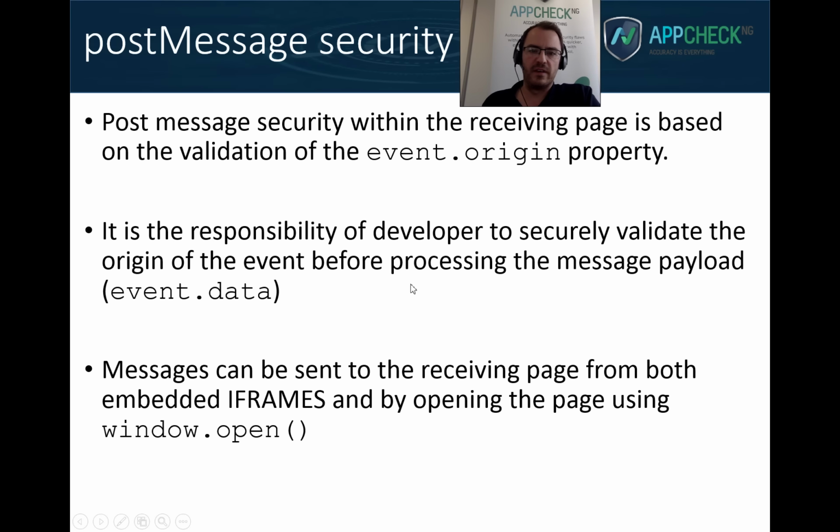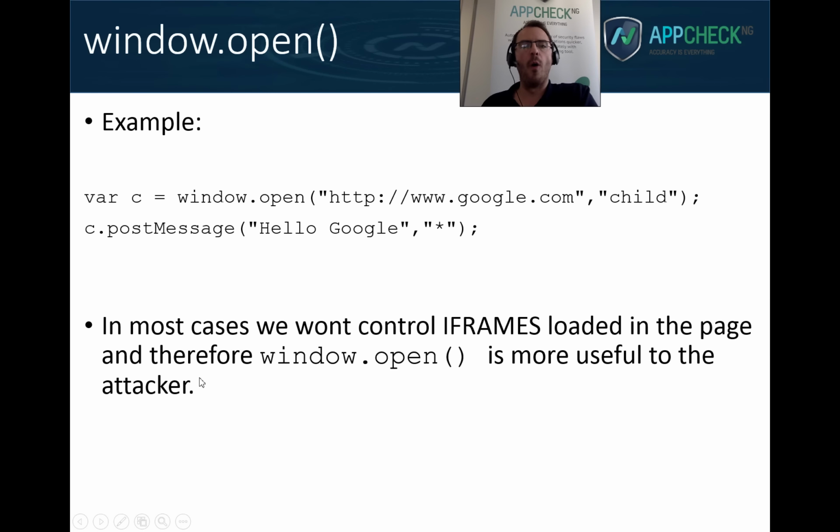When we look to attack message listeners, if we find a message listener that doesn't correctly validate the origin, we're not usually going to be part of the embedded iframe. We're not usually, as the attacker, going to be able to control the contents of that iframe. So in our case, most of the time we're going to be using window.open to open up that page with the listener and then send it messages.